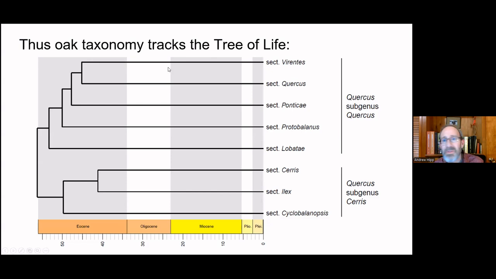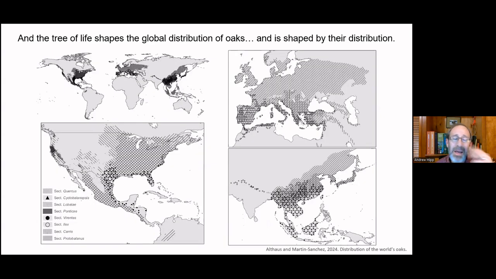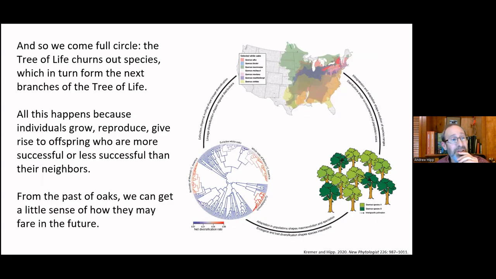So here you're looking at the last phylogeny you'll see tonight, where the New World oaks and the Old World oaks are each a subgenus, and each section is a lineage. So when you use these taxonomic names, you're really reconstructing the tree of life with your language. It's kind of exciting. And this tree of life really shapes the global distribution of oaks, which in turn shapes the tree of life. And so this really brings the whole thing full circle.